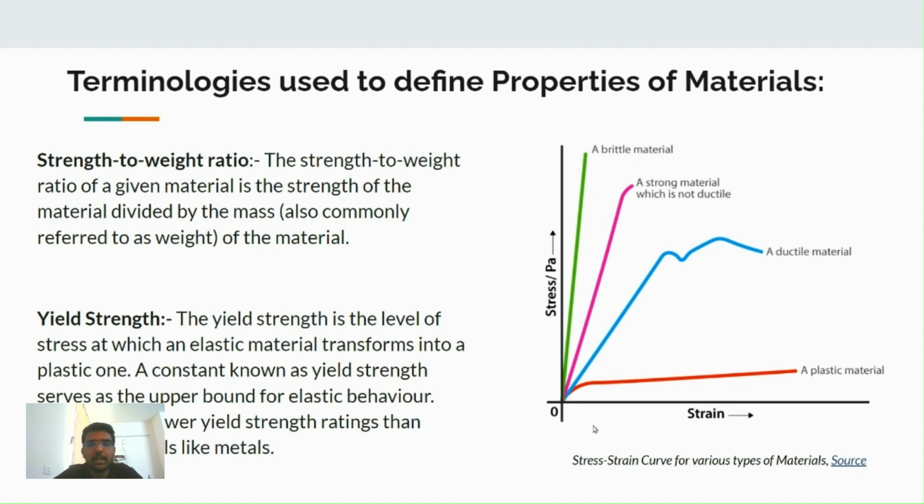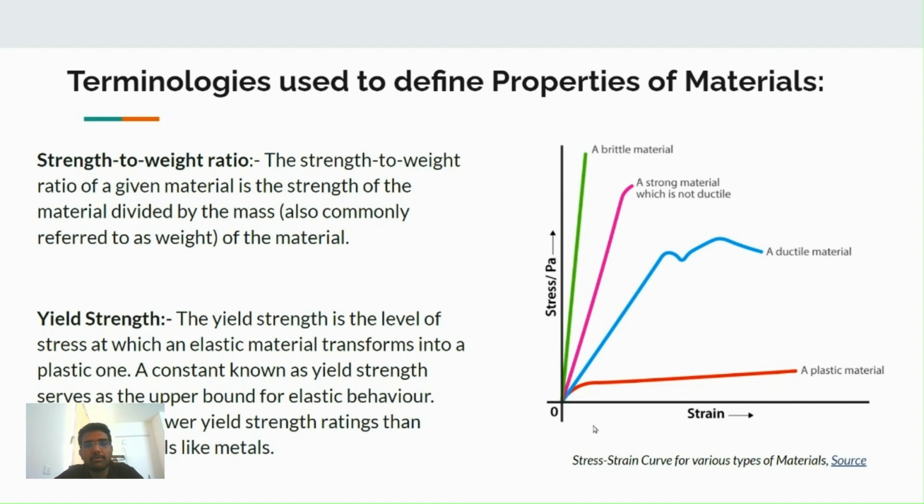So the first property that we have is the strength to weight ratio. What basically strength means is the ability of a material to resist the action of the external forces that are applied to it. So to calculate the strength to weight ratio, as the name suggests, we just have to divide the strength of a material by its actual weight.